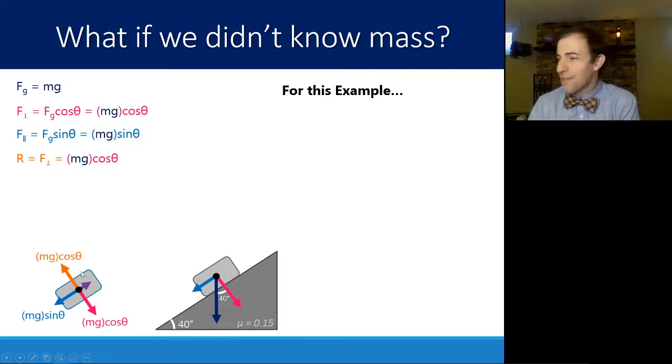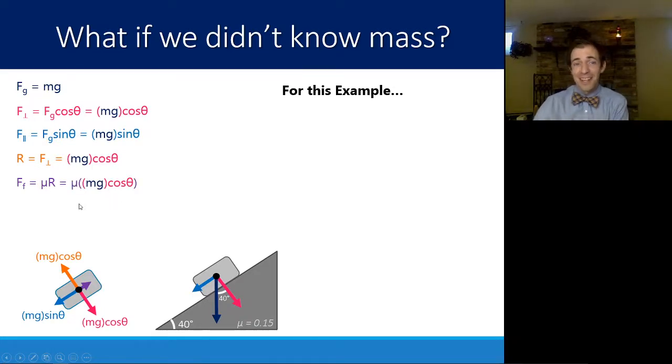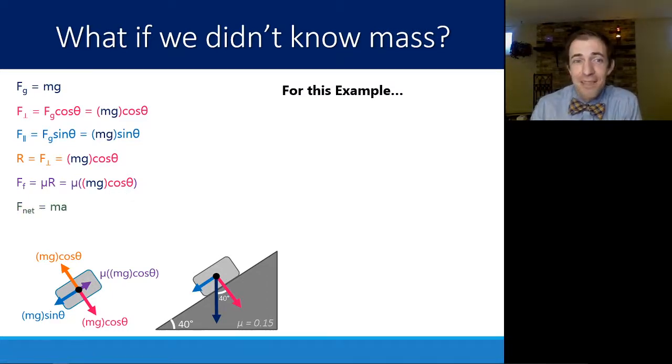And then our last force that we calculated was a force of friction. Force of friction was mu times R. But R was already symbolically calculated here as mg cosine theta. So that feels like a crazy long equation, but it's not that bad. It's mu, coefficient of friction, times what we already had solved for the perpendicular force, mg cosine theta. And we know that the net force is mass times acceleration.